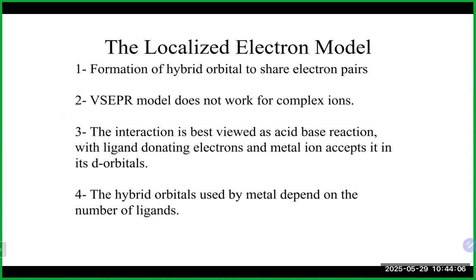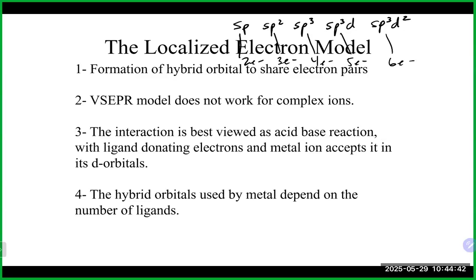The last thing we're going to talk about in this chapter is bonding that occurs in complex ions. It does involve a couple of things from the past: hybrid orbitals. If you remember hybrid orbitals, we have things like sp, sp2, sp3, sp3d, sp3d2. These are related to electron pairs: 2 electron pairs, 3, 4, 5, and 6 electron pairs, basically.